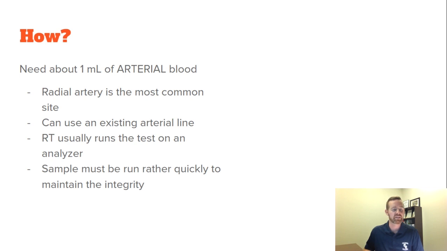So it's nice to have one person doing the draw and then a second person ready to hand off the sample to run and take it to the analyzer quickly, because it is a little bit of a time-sensitive test, because we're measuring sort of volatile things like dissolved oxygen and dissolved CO2, right? So the sooner you can run that sample after it's been drawn, the better and more accurate your results will be. You do have to have someone hold continuous pressure on that arterial draw site for at least a minute to make sure the bleeding has stopped.